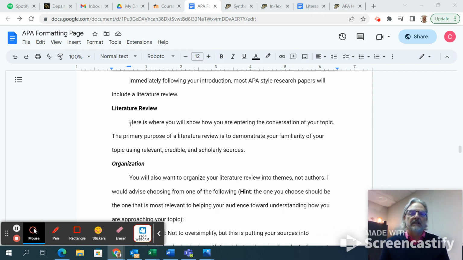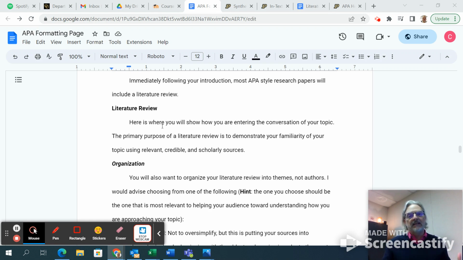And so literature review is part of the introduction of an APA paper generally. Sometimes it's its own thing, and then the literature review can be its own paper. But for our purposes here, literature review is going to be part and parcel of the introduction. So we're going to signify it here with a subheading with literature review.